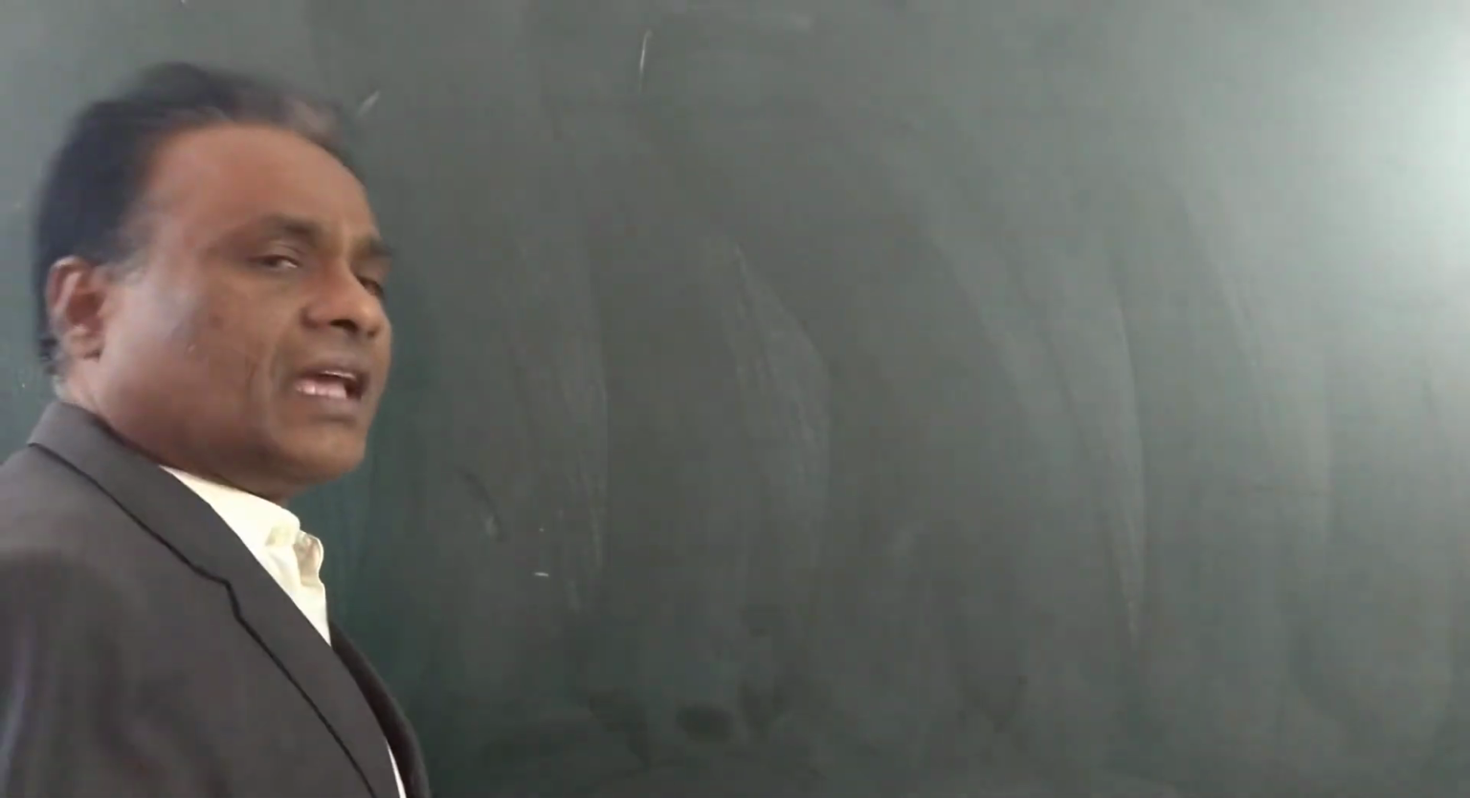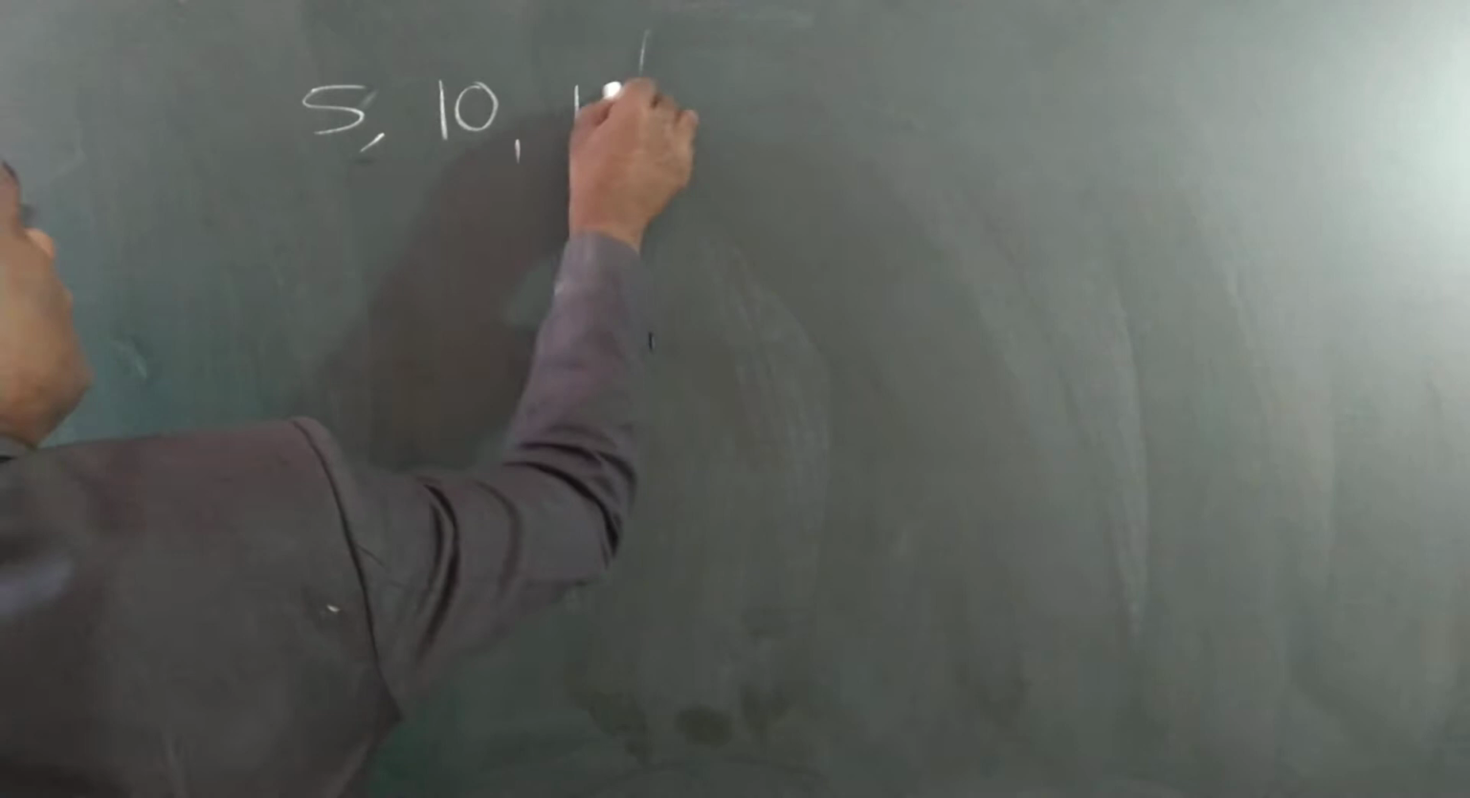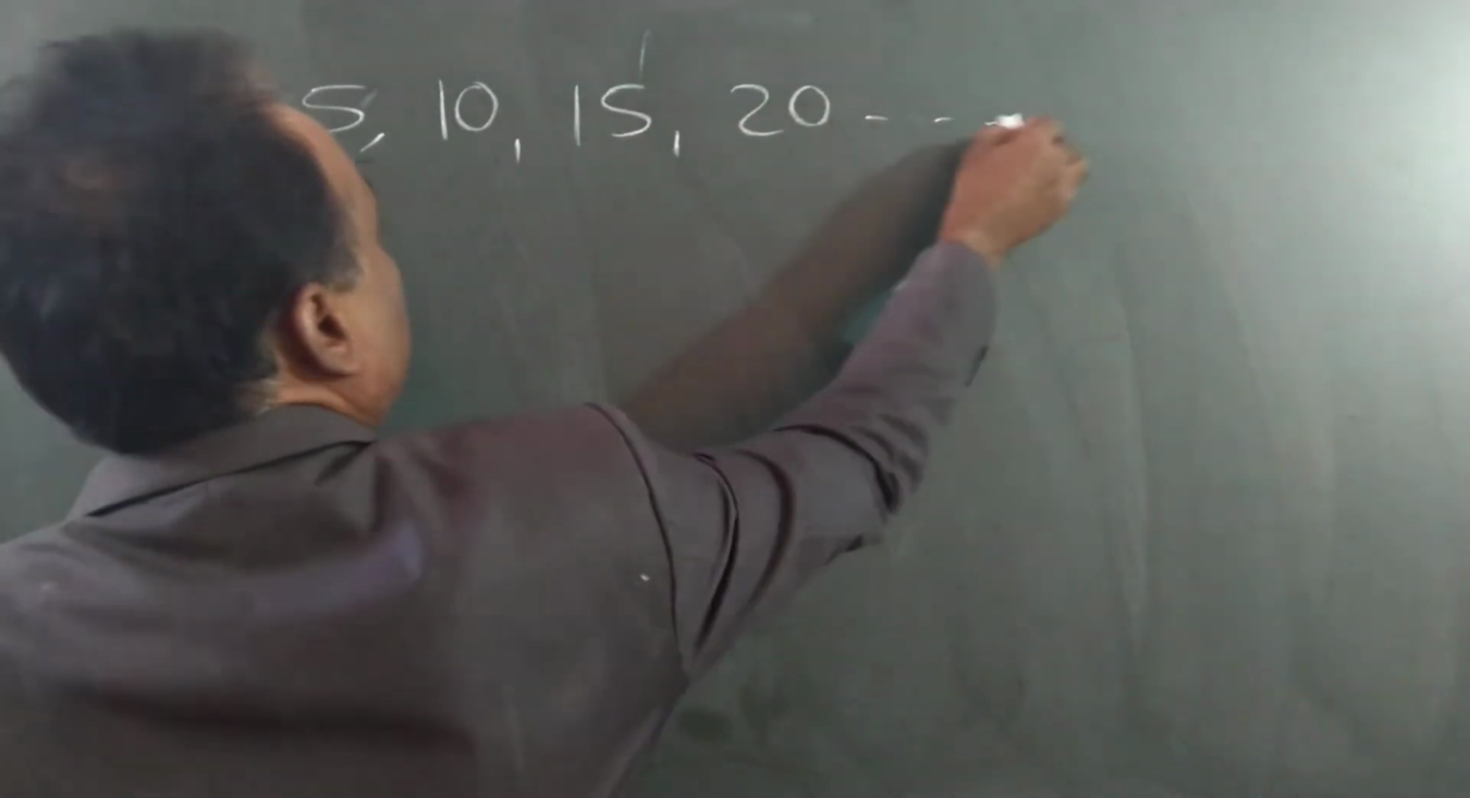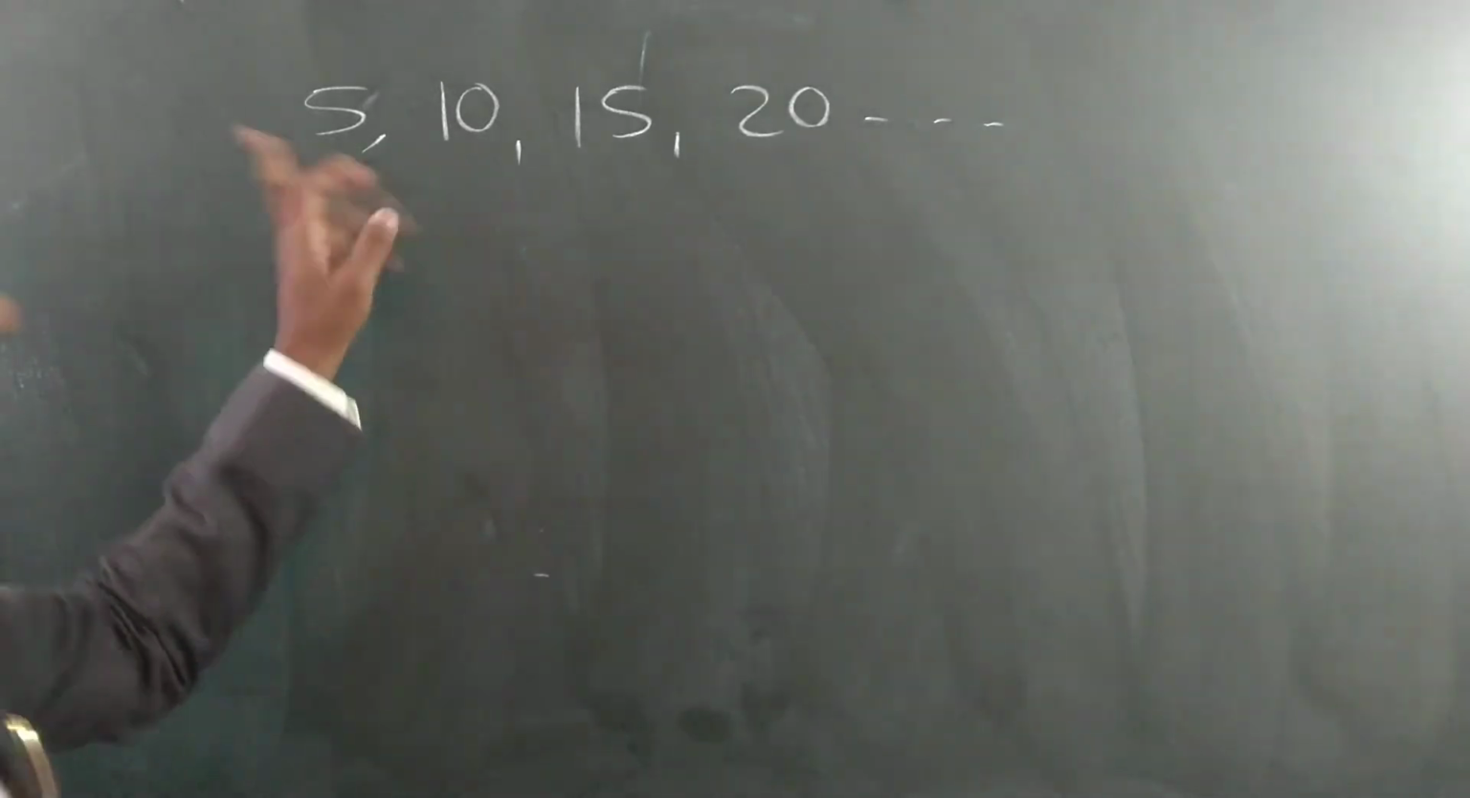Students, suppose I write one AP. For example, I am writing one AP: 5, 10, 15, 20. This is an AP. The first term is 5 and the difference is 5. 5, 10, 15, and so on. That is an AP.